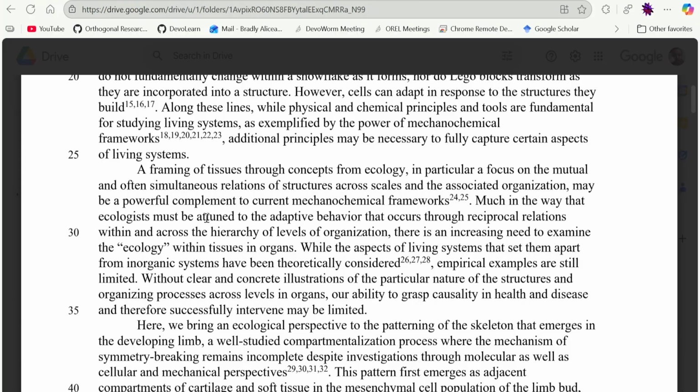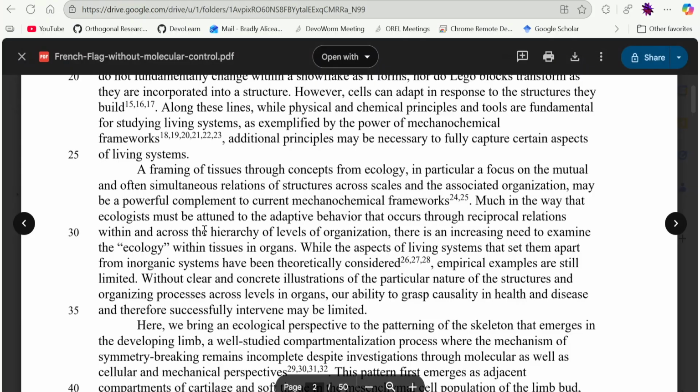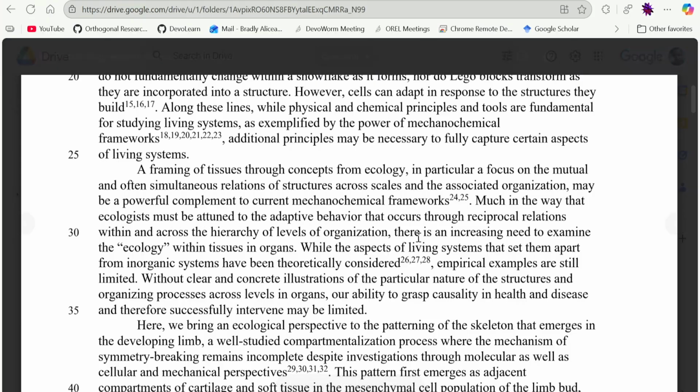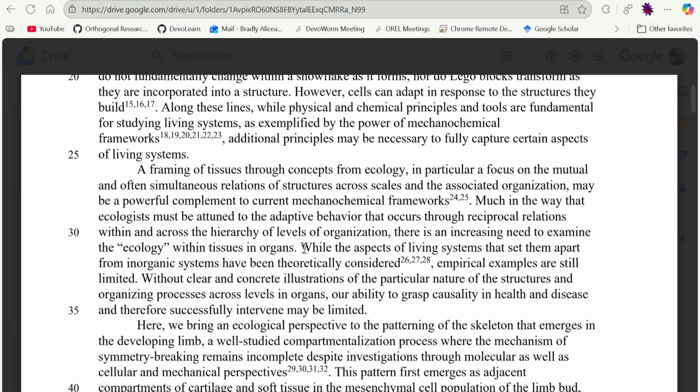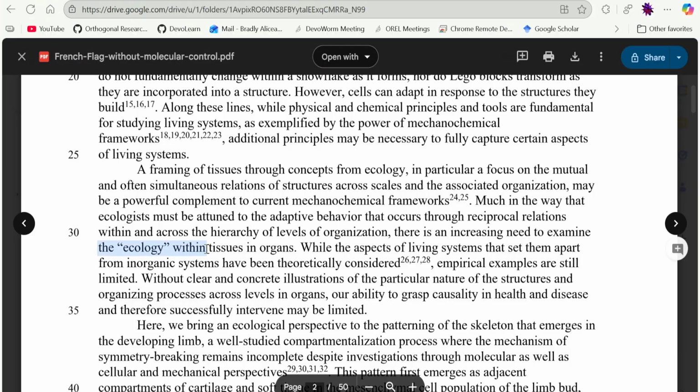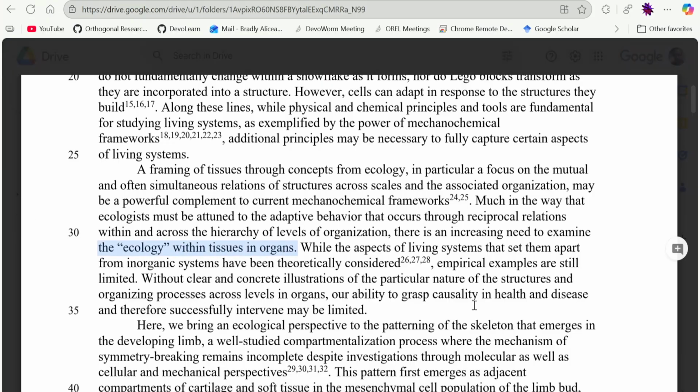Much in the way that ecologists must be attuned to the adaptive behavior that occurs through reciprocal relations within and across the hierarchy of levels of organization, there is an increasing need to examine their ecology within tissues and organs. So a lot of times in developmental biology, we use terms like niche in cell biology in general.